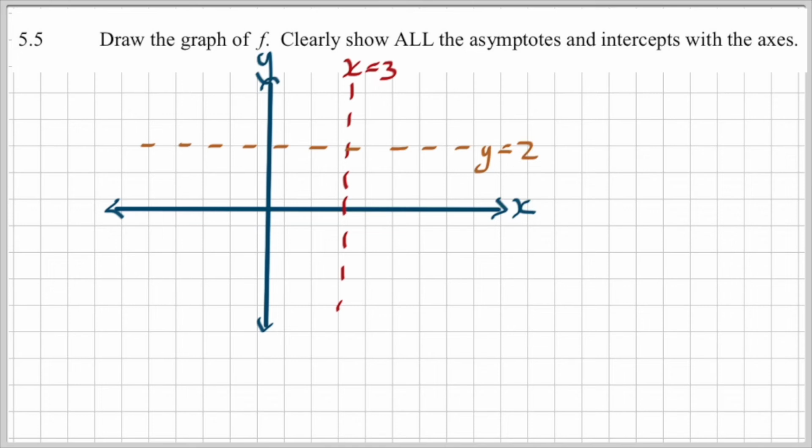I want you to take note of it because this is what examiners give marks for. If you don't put those values there, they can subtract the mark. Next up, my y-intercept and my x-intercept. And then I have to draw the graph.